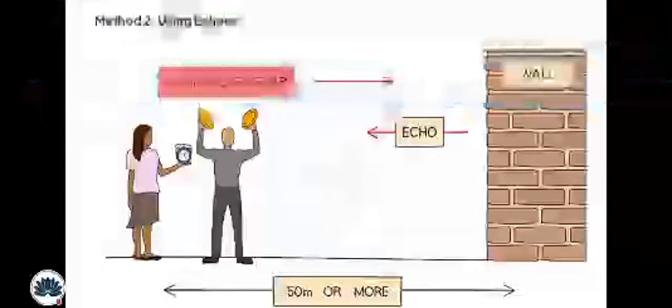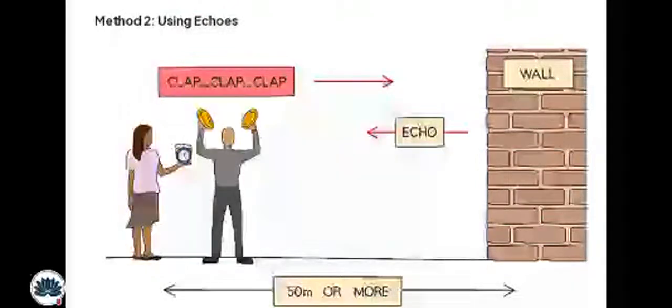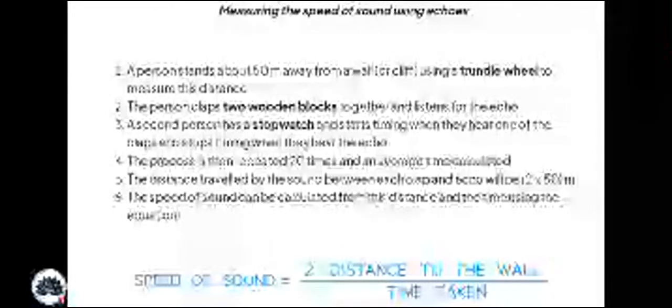So here's the second example using echo. So what is basically the echo? We'll discuss this in the video later, but this is the hint that the echo is the repeated sound. So what is that? We'll be discussing it. Okay, so clap, clap, clap, and the person is clapping, and there's a wall, and a 50-meter or more distance is described. So now read this: speed of sound using echoes.